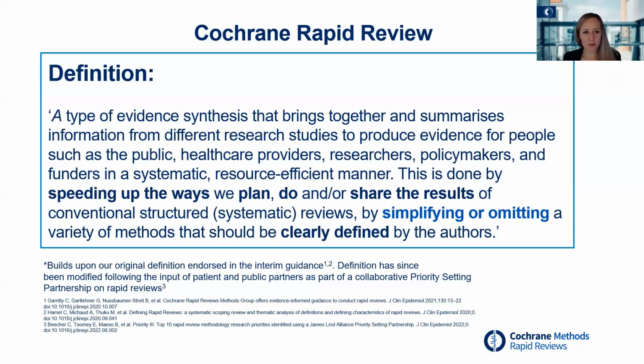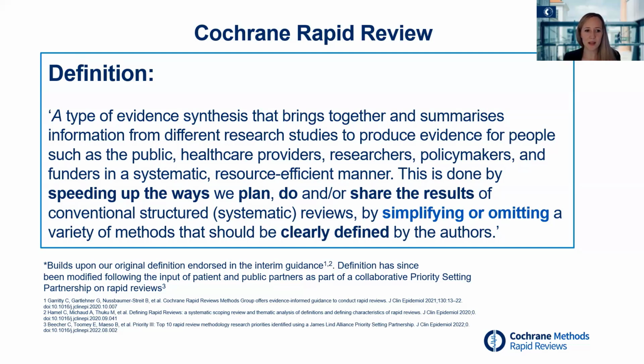Before we get started, I would like to remind you about the Cochrane Rapid Review definition. This is the definition. It builds on our previous definition that we published in 2021 and is combined with the results from a project that was conducted in Ireland, where also different knowledge users were involved. And the definition says that a rapid review within Cochrane is a type of evidence synthesis that brings together and summarizes information from different research studies to produce evidence for people such as the public, healthcare providers, researchers, policymakers, and funders in a systematic, resource-efficient manner.